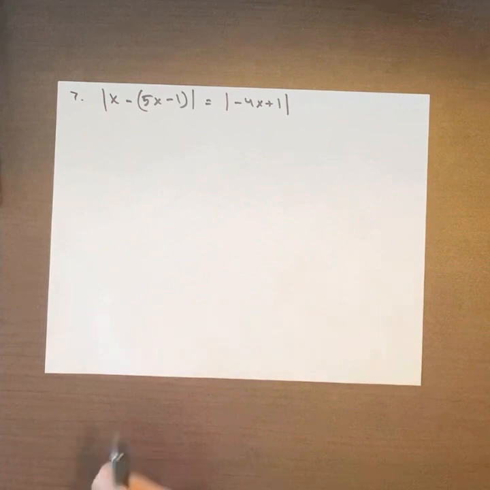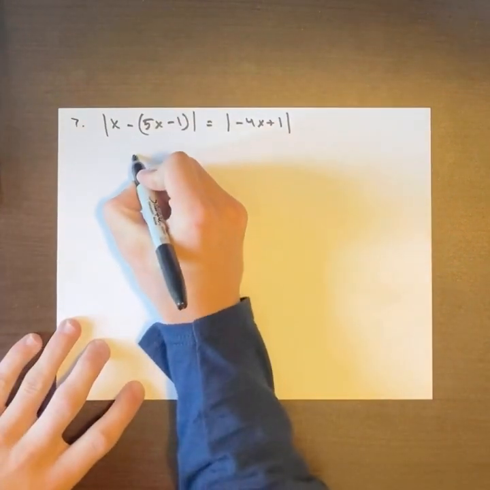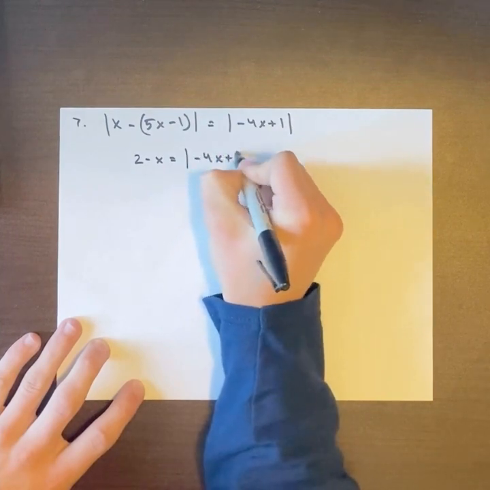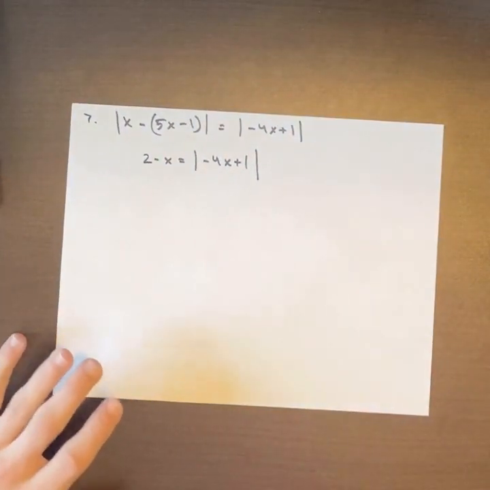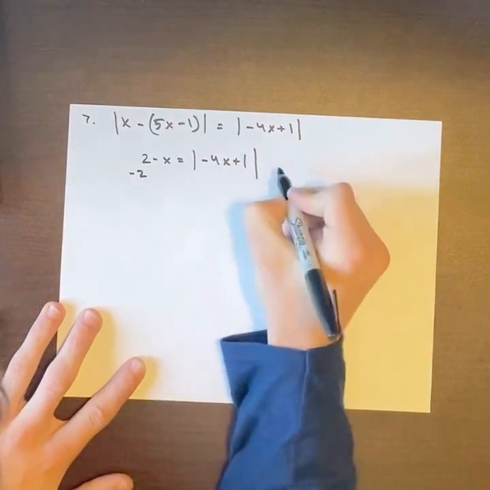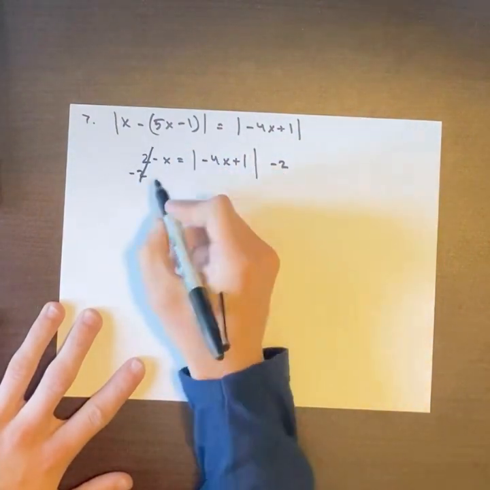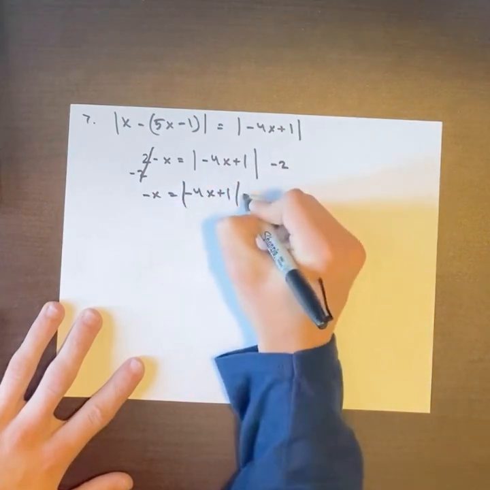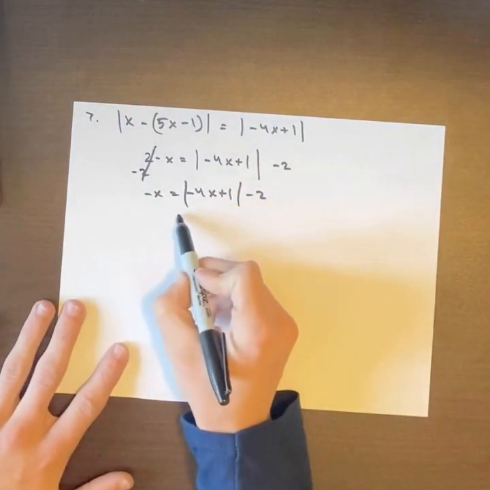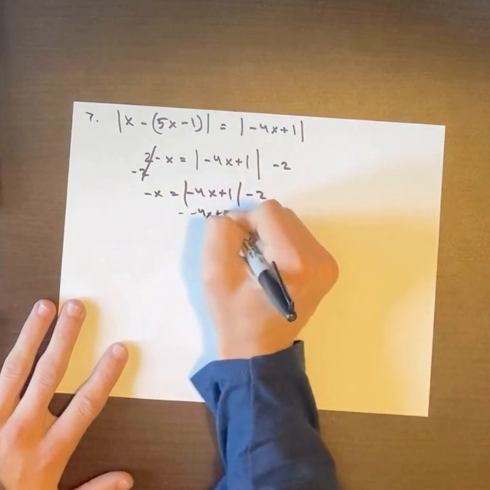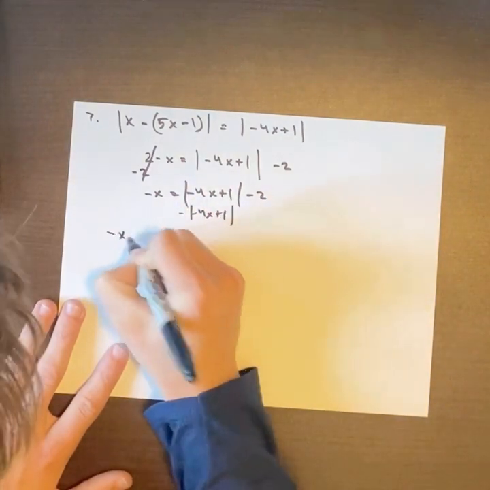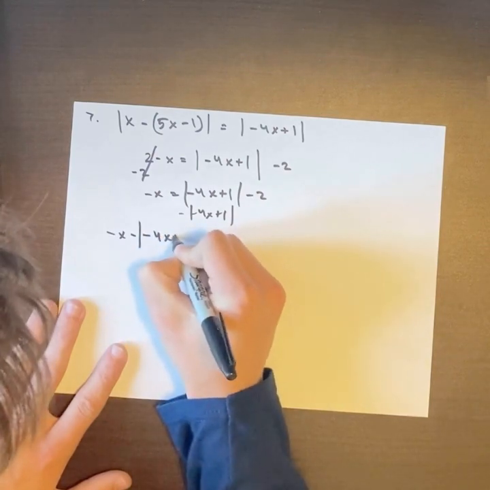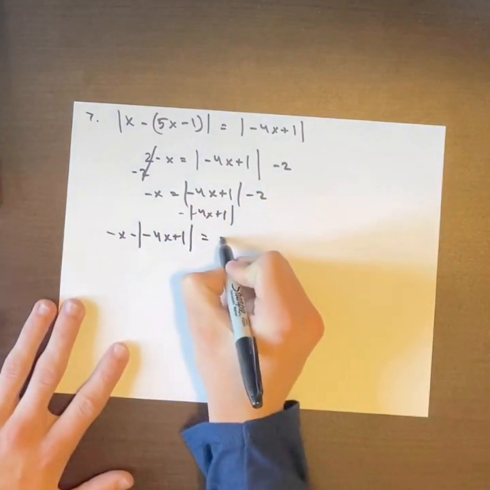Okay, so for number 7 it says the output is going to be 2 minus x, and that's equal to this, which is negative 4x plus 1. So what I did for this was I subtracted 2 from both sides, so that gets rid of that. So negative x equals negative 4x plus 1 minus 2. And then I moved this whole thing over. So it's negative x minus the absolute value of negative 4x plus 1. That's equal to negative 2.